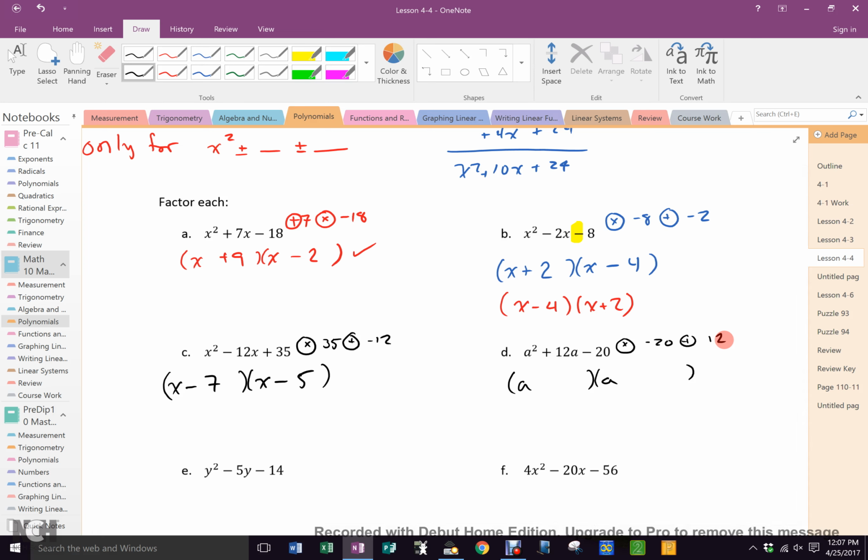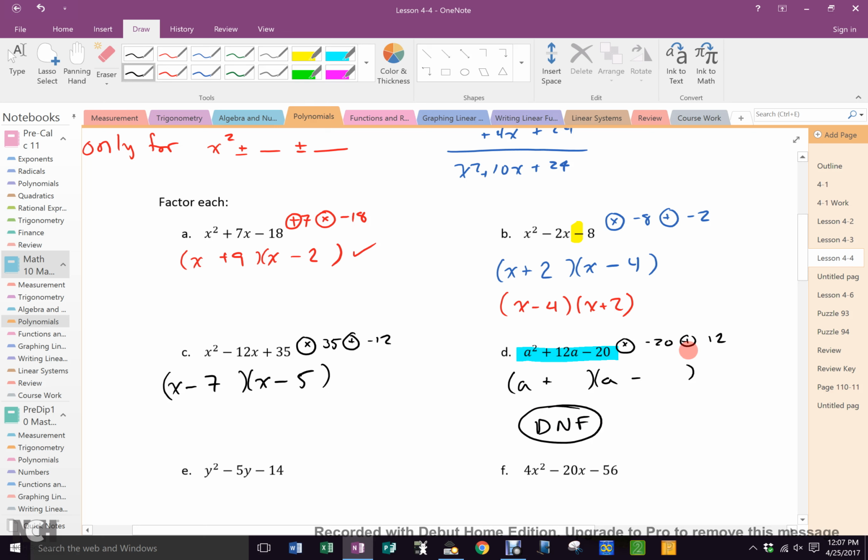Is it 1 and 20? Is it 2 and 10? Can 2 and 10 get me to 12? Yes. So let's check. Since that's negative, I must have a positive and a negative, correct? Will 10 and 2 work? No. Will 4 and 5 make 12? So if nothing works, what do we get to say about this trinomial? Can't be factored. Does not factor.